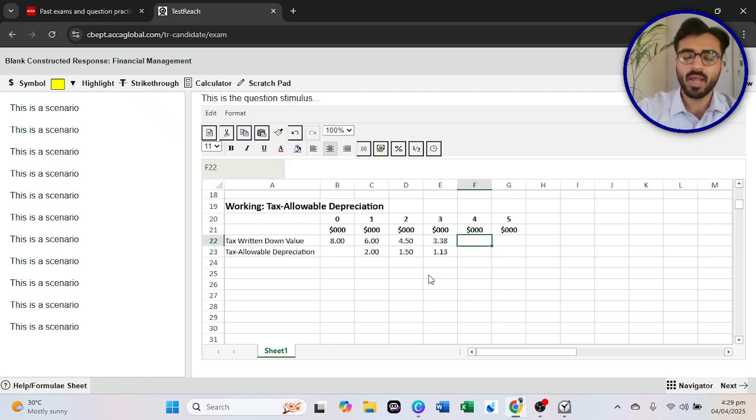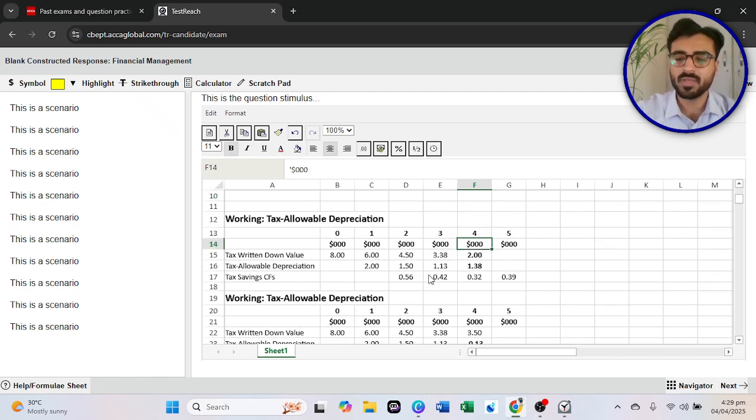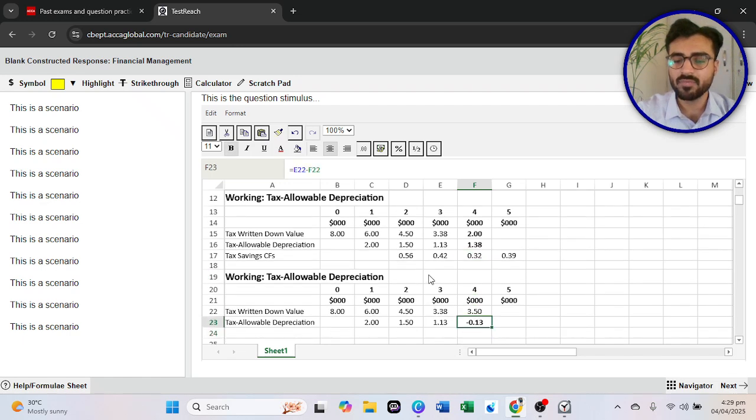Now in year 4, I told you that there is a difference in calculation. So tax written down value in the year of sale is equal to the residual value, which is 3.5 thousand. And then the tax allowable depreciation is equal to opening tax written down value minus residual value. So now see, note that the figure is now coming as a negative figure. Tax allowable depreciation, the year 4 figure, is coming as a negative figure. So this is what? This is a balancing charge, right? Because in the previous question, the figure was a positive figure, 1138. In this case, the figure is a negative figure, so this is a balancing charge.